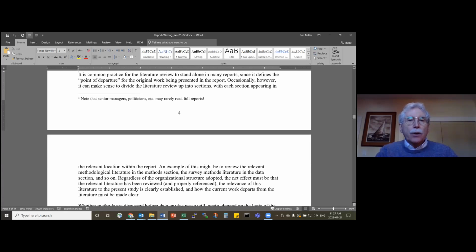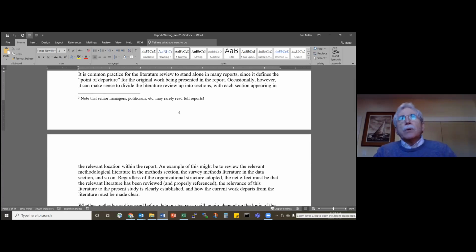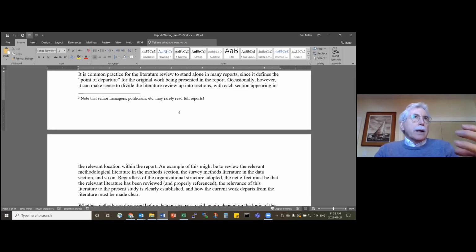Almost any sort of research or even technical report usually requires a literature review, because the literature review defines the point of departure for whatever we're doing. What is already known about this, and then how we're going to build on top of it, or make use of what's already known to do something. Very often, literature review is a standalone section or chapter.